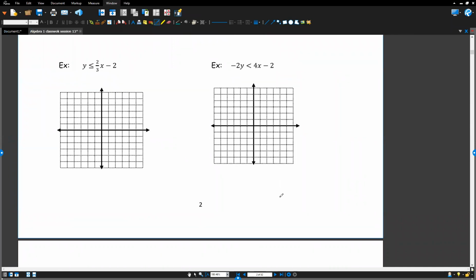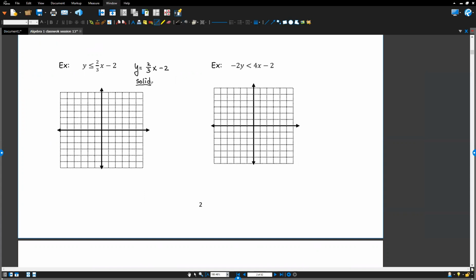Okay, all right. Now we're going to try number 2. Can you try this one by yourself on your paper? The first one, okay, we'll work together anyway. The line is y equals 2/3 x minus 2. What should the line be? Solid.